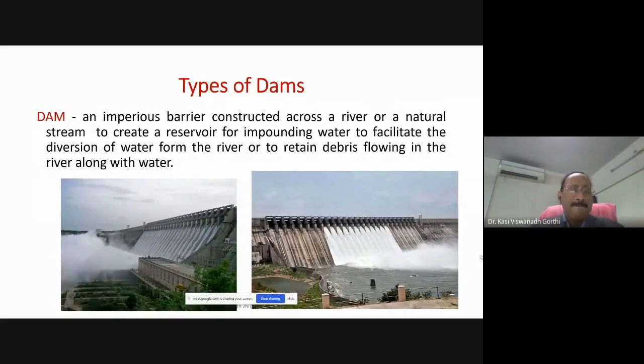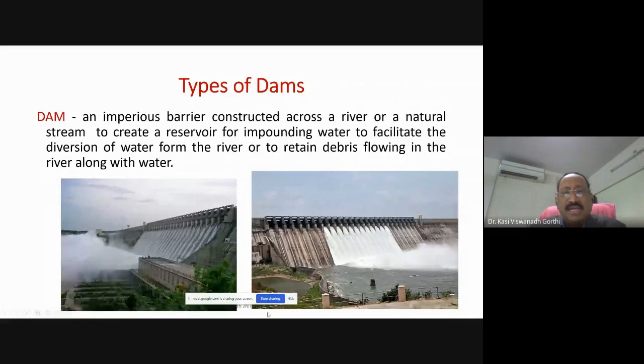By definition, a dam is an impervious barrier constructed across a river. This barrier holds the water on the upstream side. It does not allow the water to flow to the downstream portion. It is constructed across a river or a stream such that on the upstream side a reservoir is formed, and this reservoir stores the water. This stored water will facilitate the diversion of water from the river, or it may be used to retain the debris flowing in the river along with the flow of water.